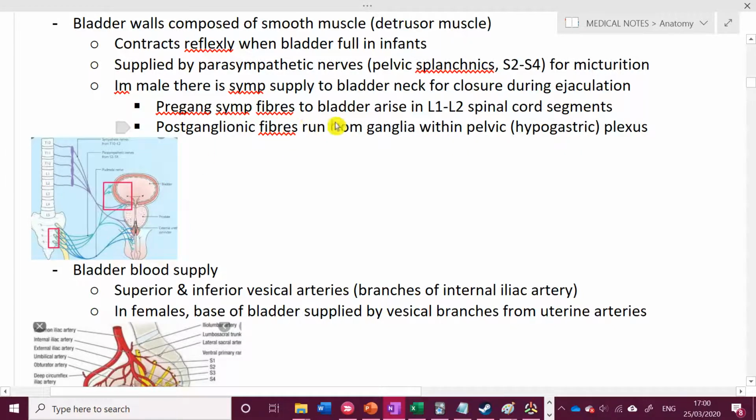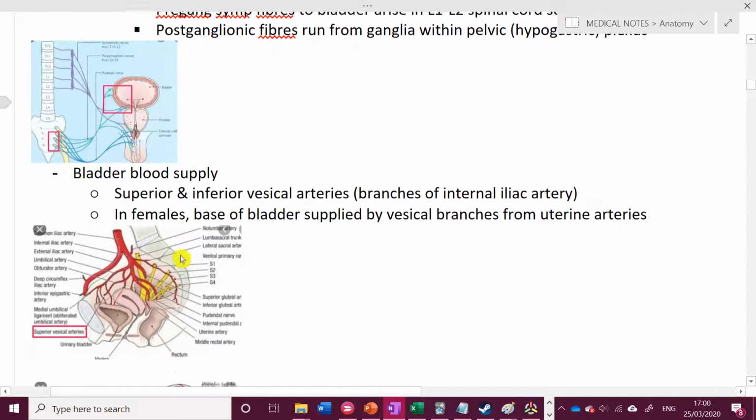Preganglionic sympathetic fibers to the bladder arise in L1 and L2, and then postganglionic fibers run from the ganglia within the pelvic or hypogastric plexus, which we will have a look at soon.